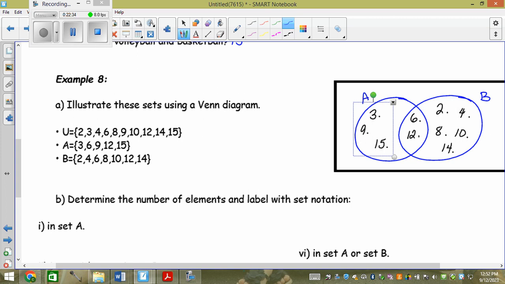Okay, so we have a 2. We have a 3, we have a 4, we have a 6, we have an 8, we have a 9, we have a 10, we have a 12. Oh, everything's in there, isn't it? Yep. Did you guys get anything on the outside? Because I'm not seeing anything on the outside. Is it all in the inside?